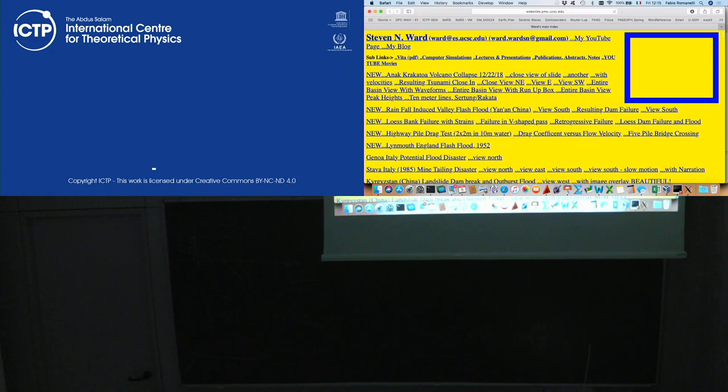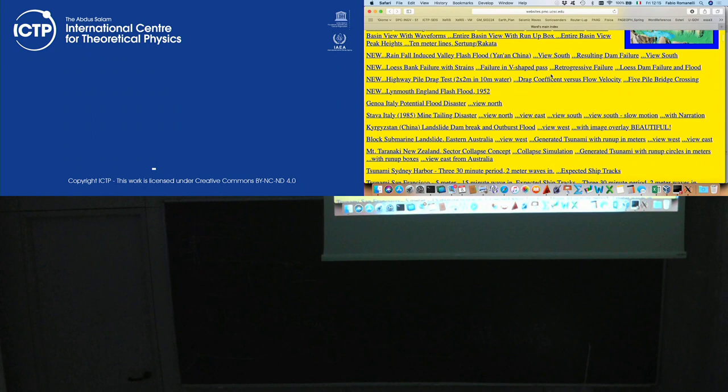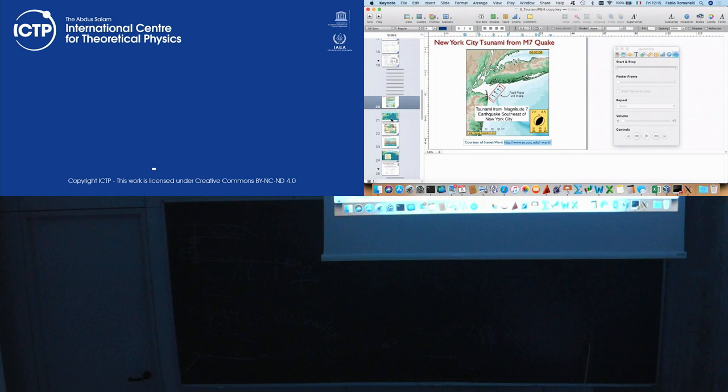Stephen Ward, you can find a lot of animations about tsunamis here. I've left them there just to let you remember that earthquakes, asteroids, volcanoes, submarine landslides can generate tsunamis. Everything that gives a perturbation to water is a tsunami. But of course, mega earthquakes are totally different because they are long and large, so a large wave.